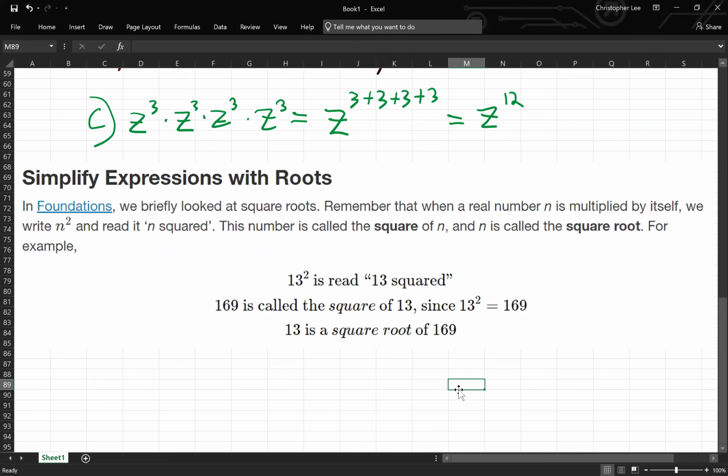For example, 13 squared is read 13 squared. 169 is called the square of 13, since 13 squared is equal to 169. 13 is the square root of 169, right? Yeah. Oops, sorry about that.